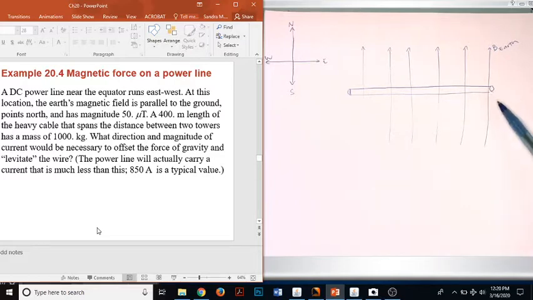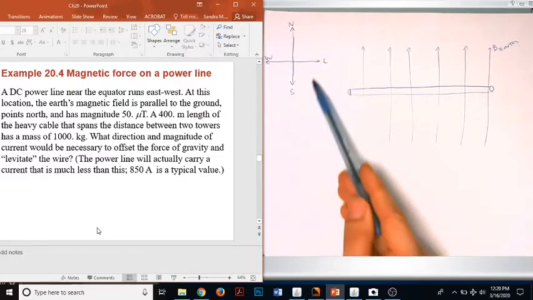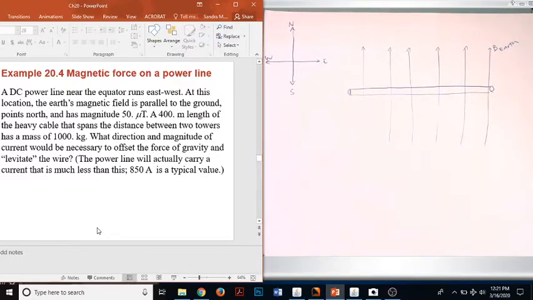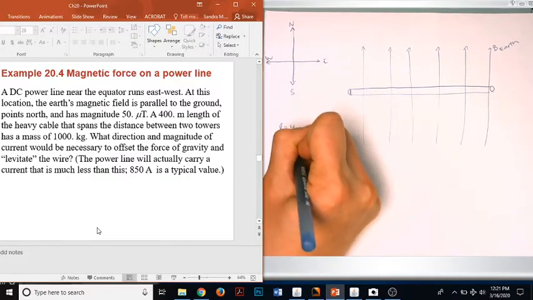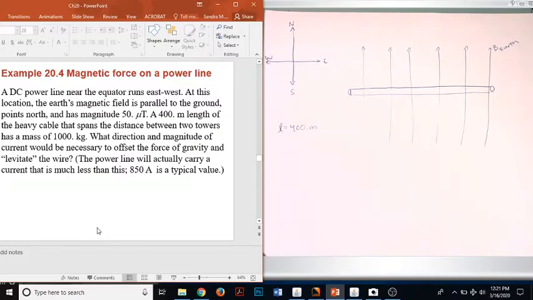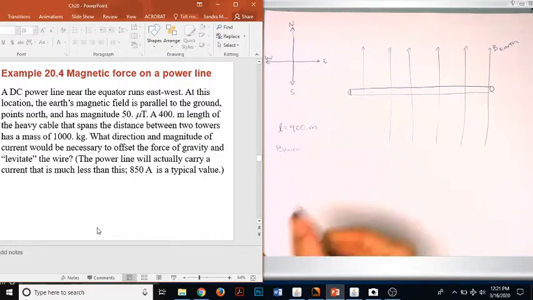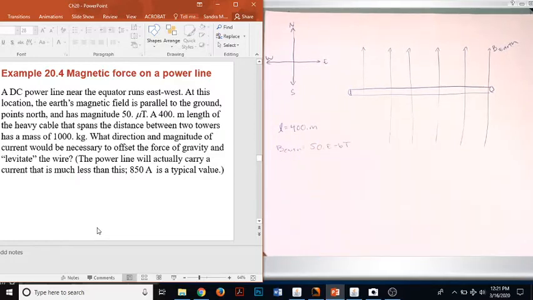Okay. So we're fine drawing this whole problem just with the normal compass directions, and we can call up out of the page and down into the page. We have a 400-meter length of wire, so I will write that L is 400 meters, and the Earth's field is 50 microteslas, so I'll put that as 50 times 10 to the negative 6 teslas. I've already got that converted into teslas.